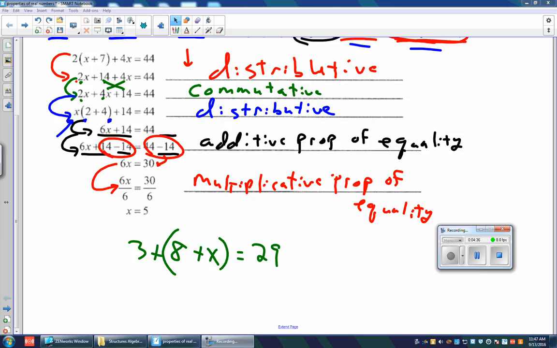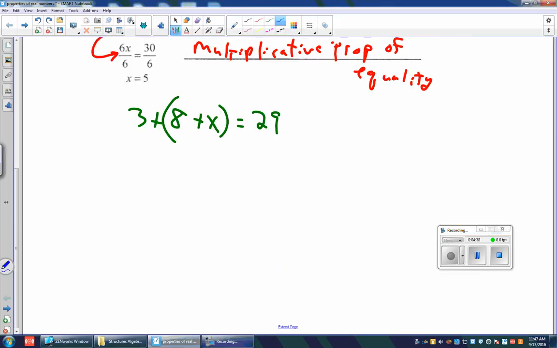There's only one property we did not have an example of, and it's this. If I were to do an associative property, I would want to group the 3 plus 8 to add them together. So this is the associative property because 3, 8, x, 29, everything stayed in the same order. The only thing that changed were the parentheses. That's called the associative property.